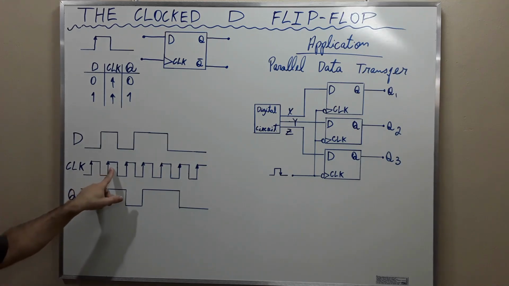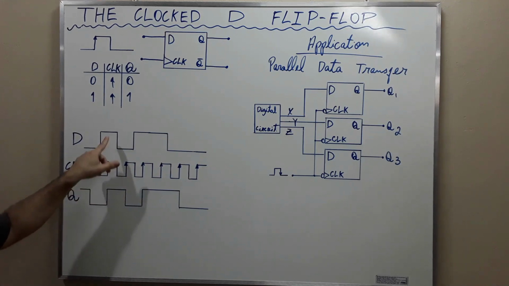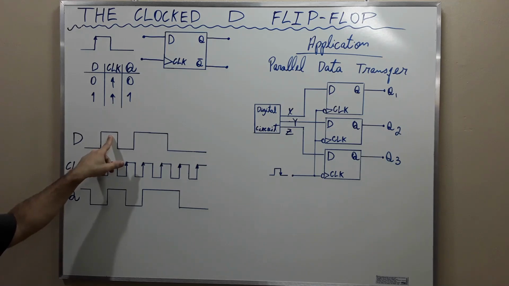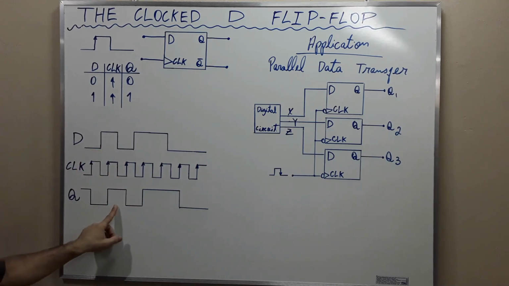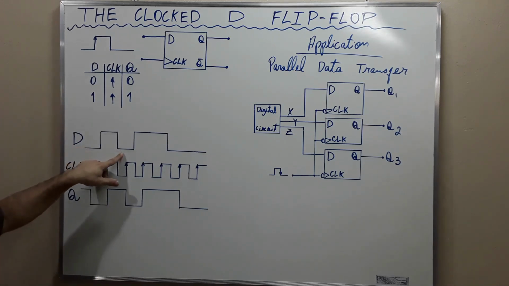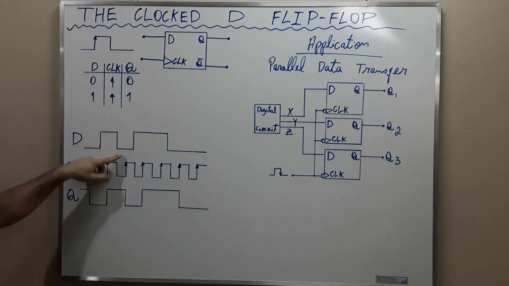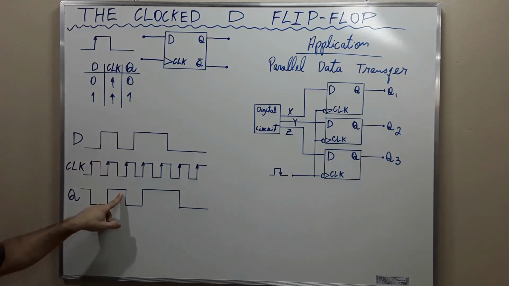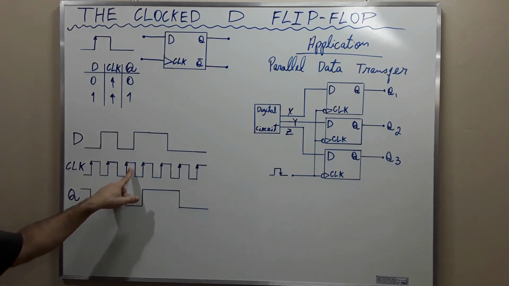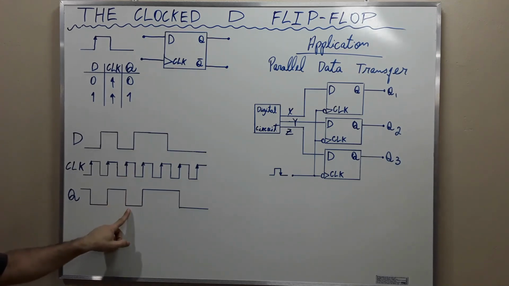Observe that at this positive going transition of the clock, D is 1 and Q is going to display the logical level of D, but only when the positive going transition of the clock occurs. Observe here that D is 0 and Q is 1. Q is going to assume the logical level of D only at the occurrence of the positive going transition of the clock. And from this point, Q becomes 0 too.